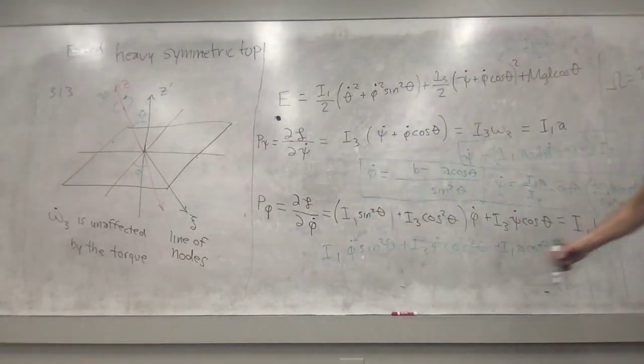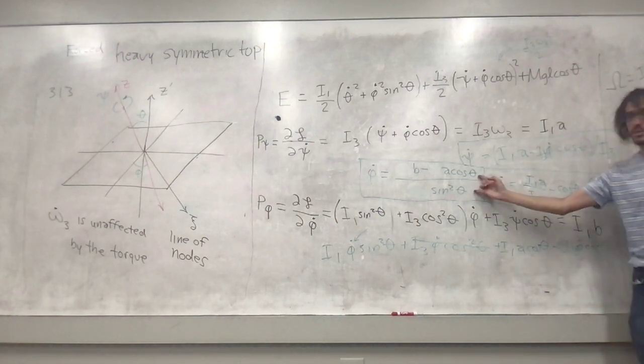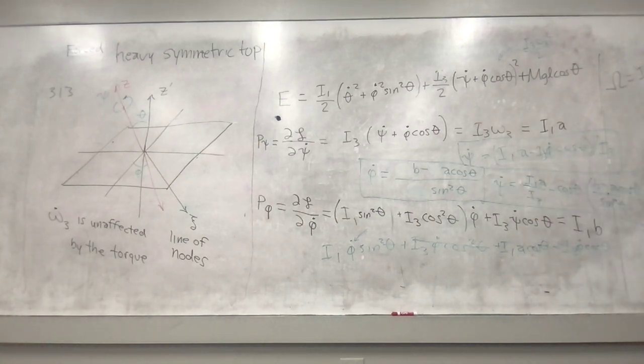Okay, so what is important up here is that your energy and your Lagrangian depend only on theta. This is because of the symmetries of the system. So the problem is actually one-dimensional, which is kind of cool. It means that we can analyze it more easily.